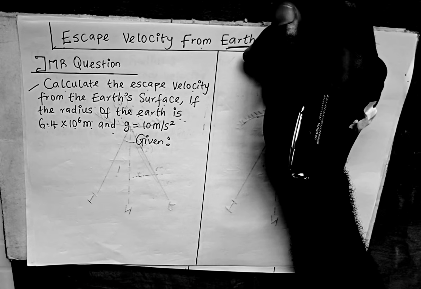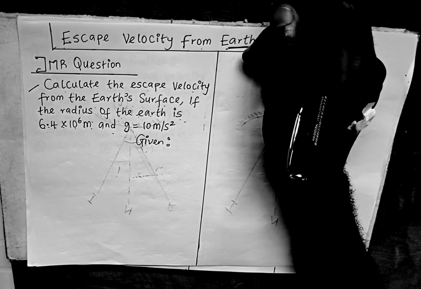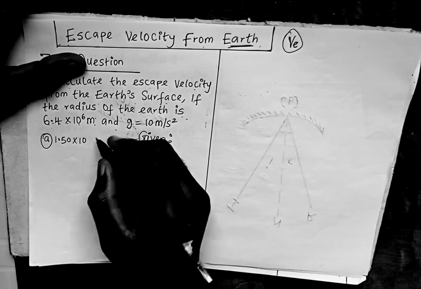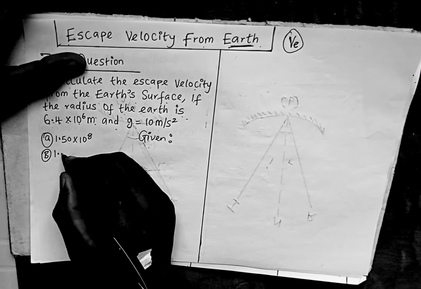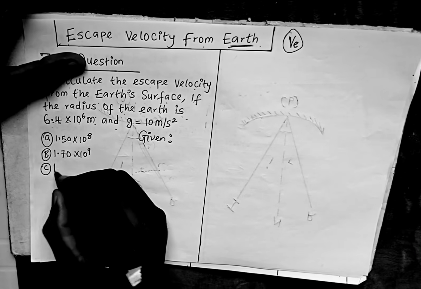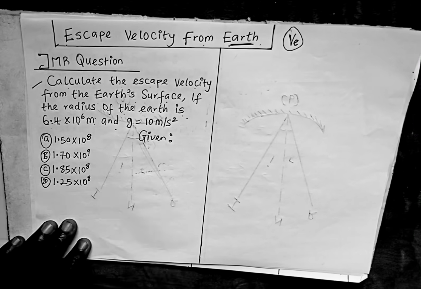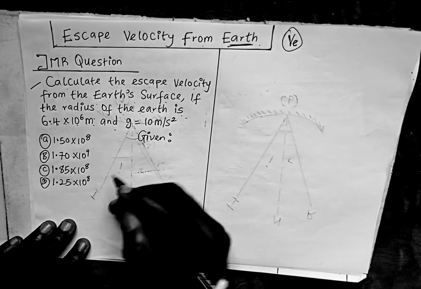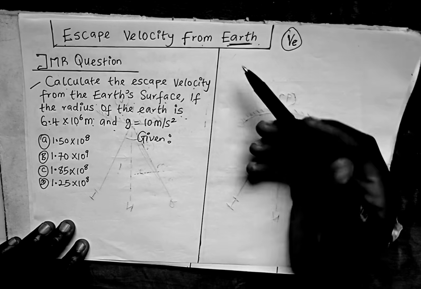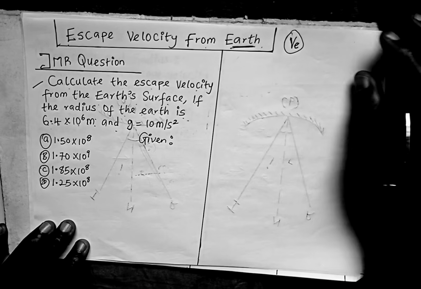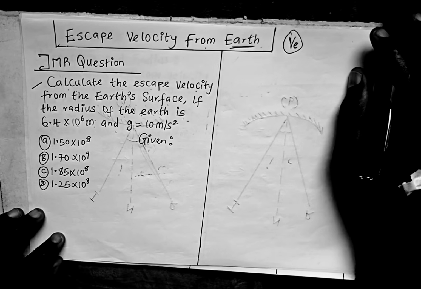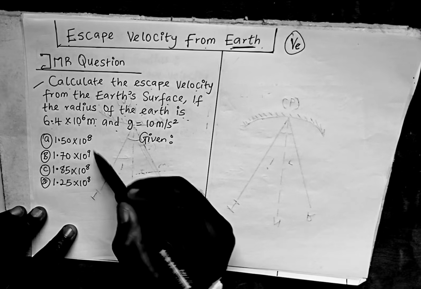So let me quickly write out the options of this question. Option A, 1.50 times 10 raised to power... Option B, 1.70 times 10 raised to power 9. Option C, 1.85 times 10 raised to power 8. Option D, 1.25 times 10 raised to power 8. So these are the options. Since it's escape velocity, what is the unit of escape velocity? It is velocity, so it should be in meters per second.